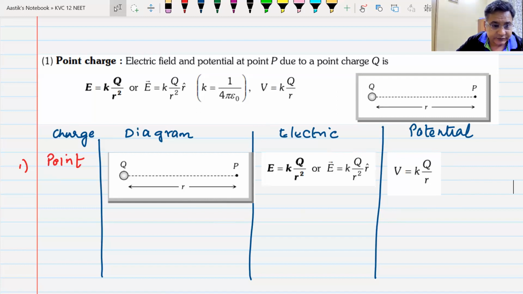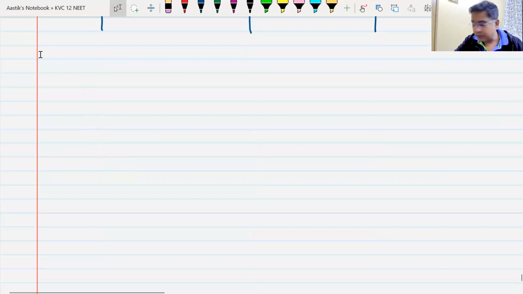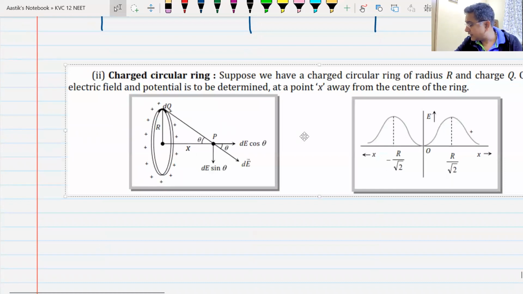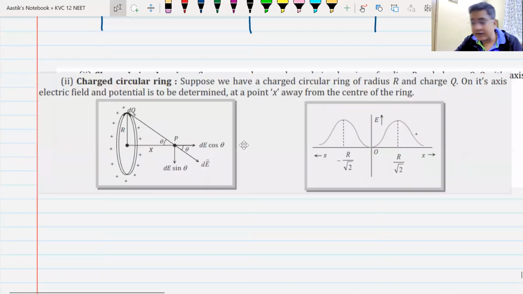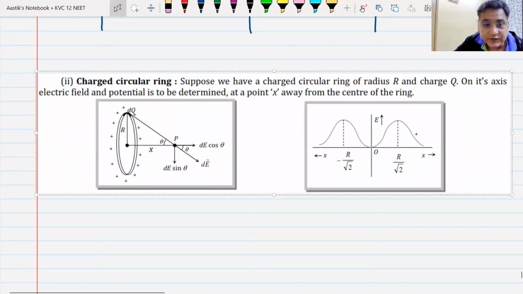You understand this? Yes, sir. Have you noted down for this point charge table-wise? Now I hope you can write them point-wise for this. And here I also have the graph for both of them, so you can make a column for drawing the graph, and I will show you the graph as well. What do I mean by graph? The graph of electric field or graph of electric potential.